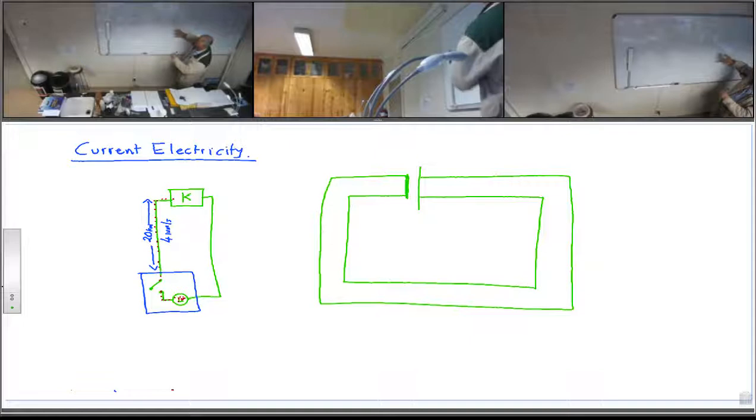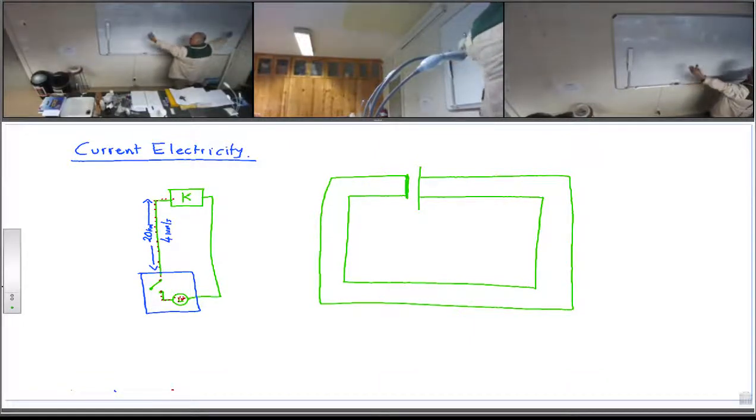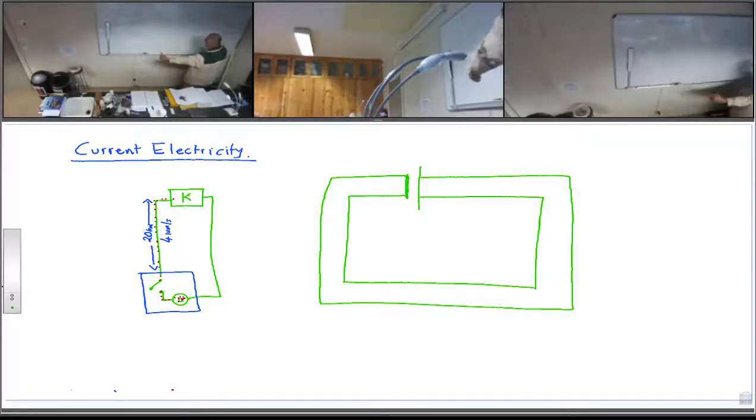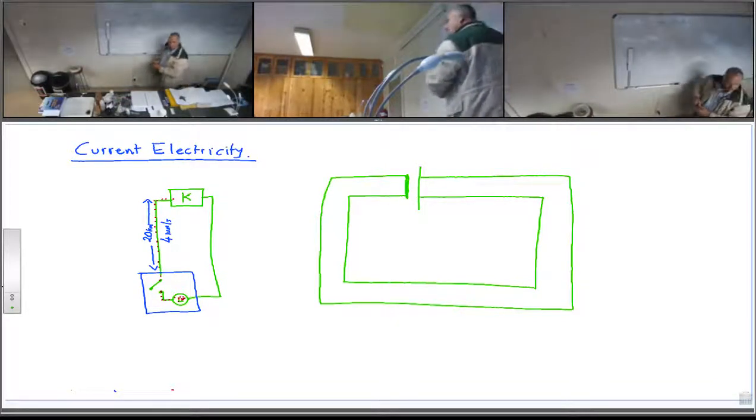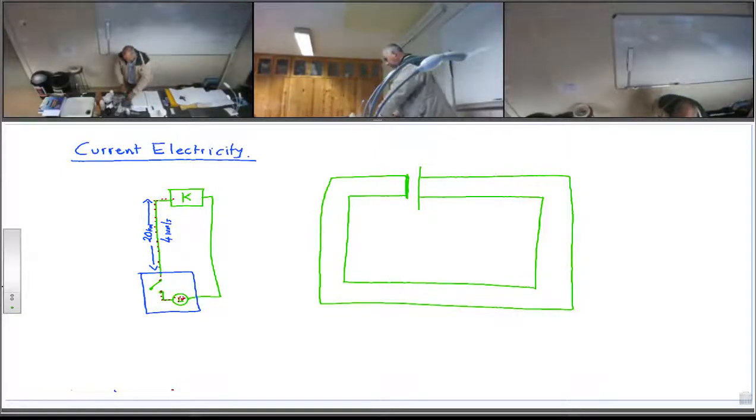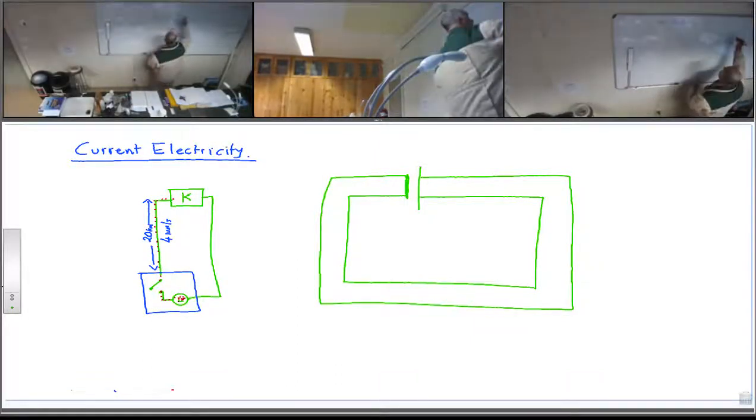If we were to cut the cell in half and open it up, you'd have a negative plate there and a positive plate here. And what would you have between those two plates? You'd have a field, wouldn't you? How do those field lines run? From positive to negative, parallel lines, evenly spaced.